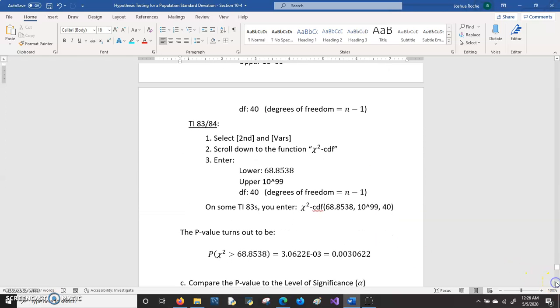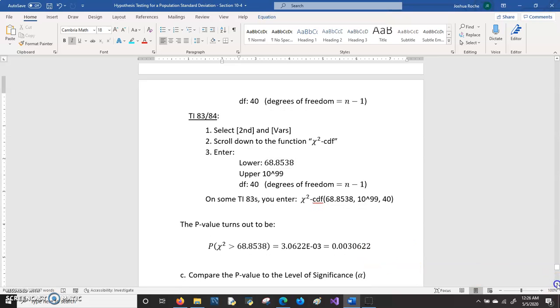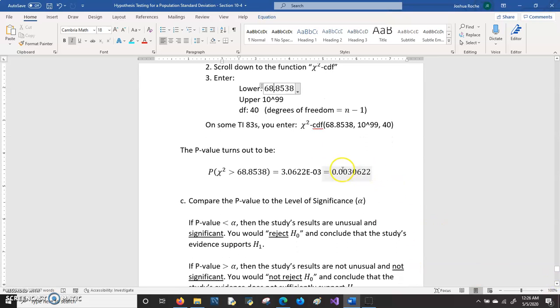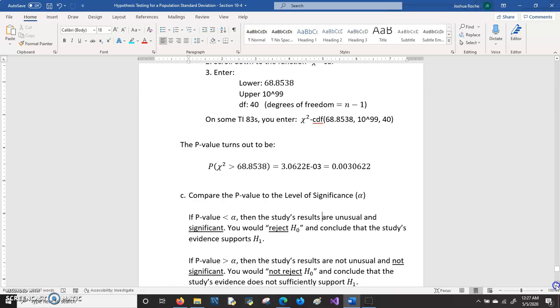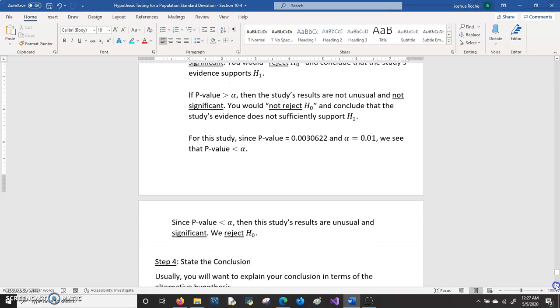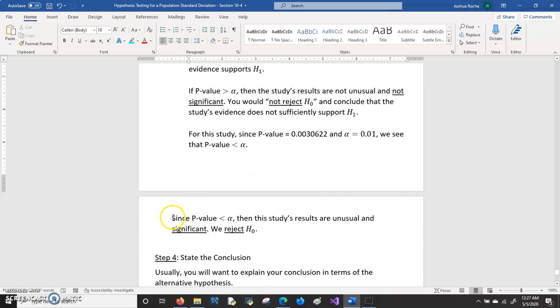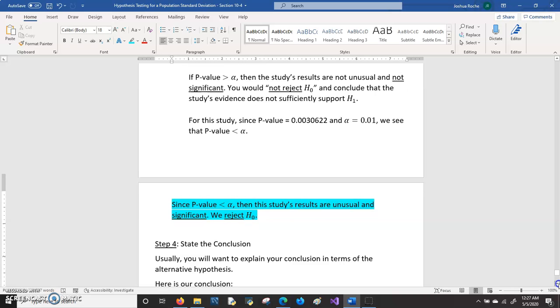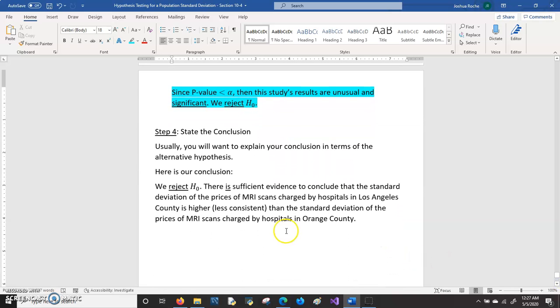Similar on the TI 83 and 84. Lower bound is your chi-squared value. The upper bound now is infinity. And when you put those values in, you get a p-value of 0.0030622. Compare that to the alpha. That value is less than the alpha, which was 0.01, and so we reject the null hypothesis. So the conclusion is that we reject the null hypothesis.